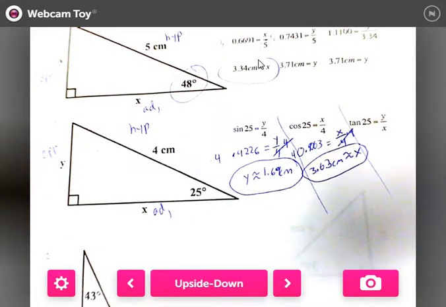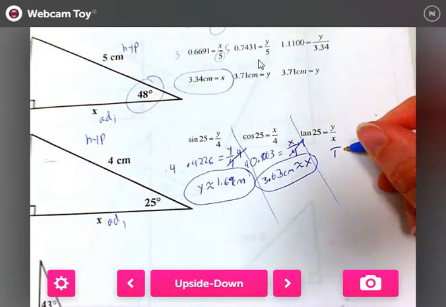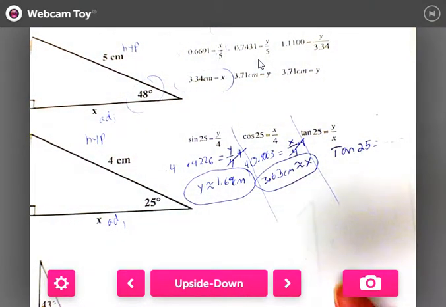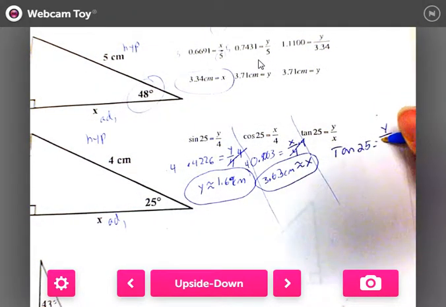We doing okay? And then for tan, I have to plug something else in. Let's plug in my x. So tan of 25 equals... I didn't know what one of them was, so I'm going to plug in x, y over 3.63.